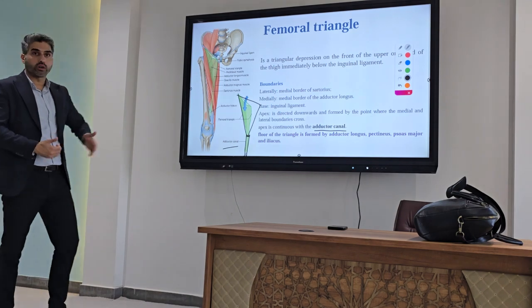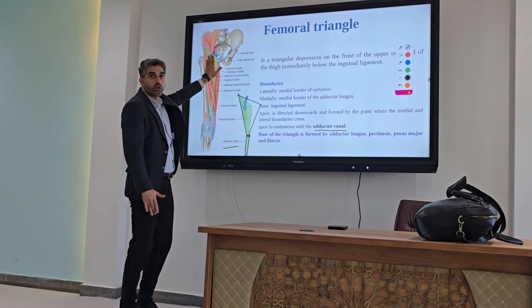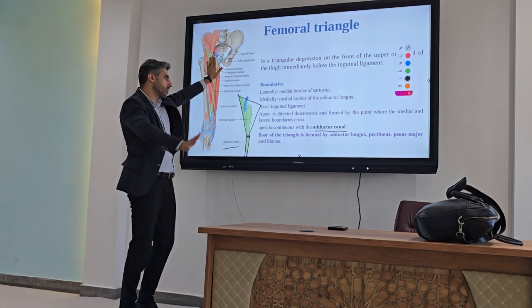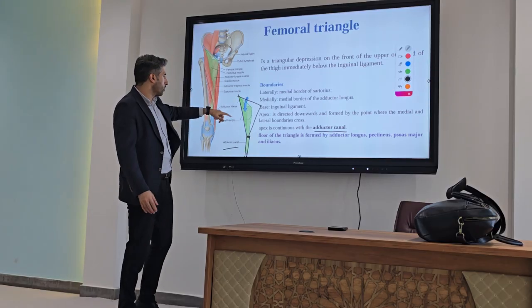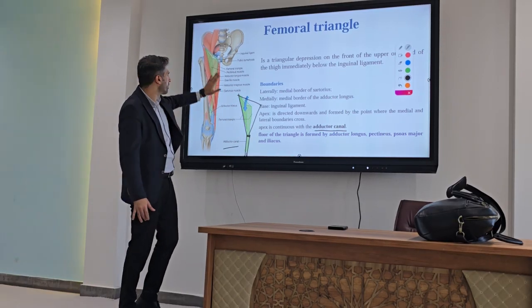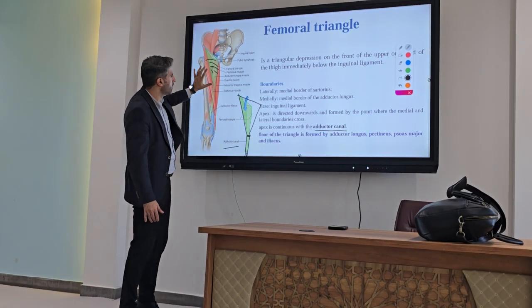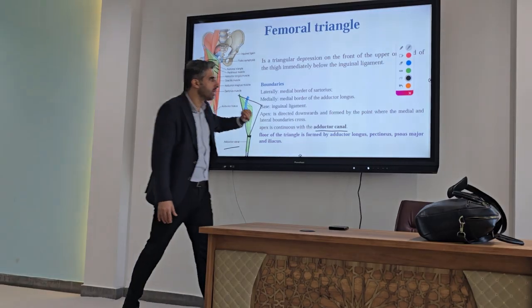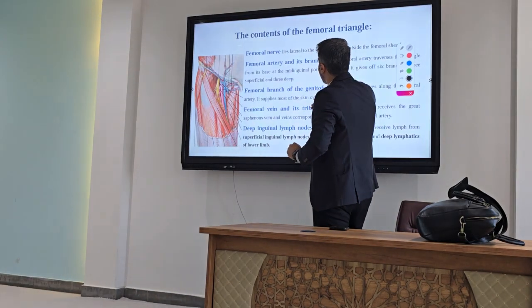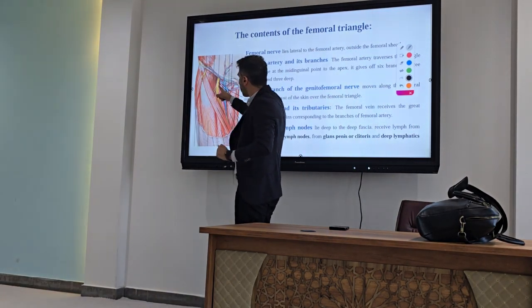What is the floor of this triangle? Some muscles, pectineus and psoas major, make the floor of the triangle. The contents, as I told you: femoral nerve, femoral artery, femoral vein.